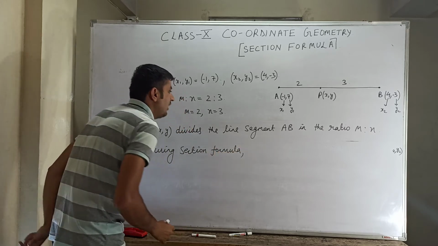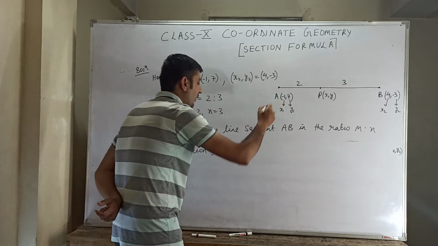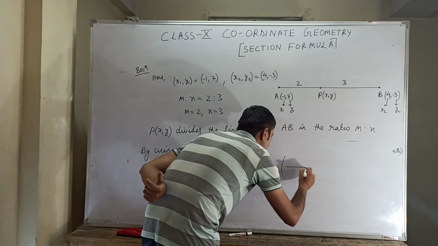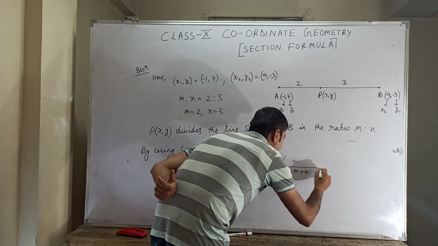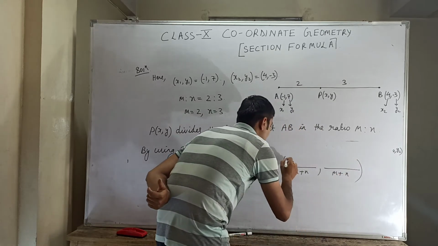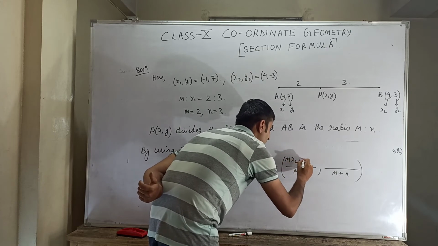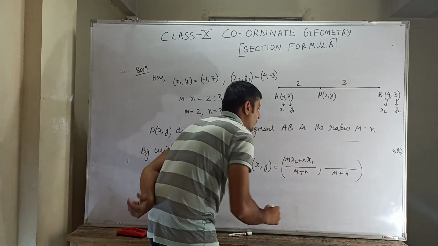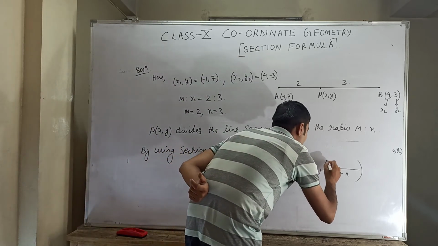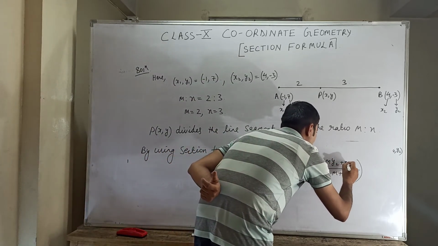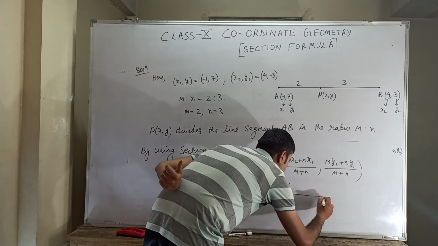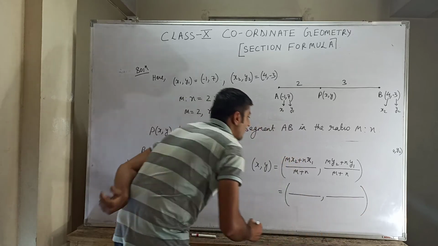what will be the coordinate of x, y? Your x comma y will become m plus n here, then here also m plus n. Then this will be m x2 plus n x1, and here it will be m y2 plus n y1. So you put down the values now. Let us see how much you are going to get.